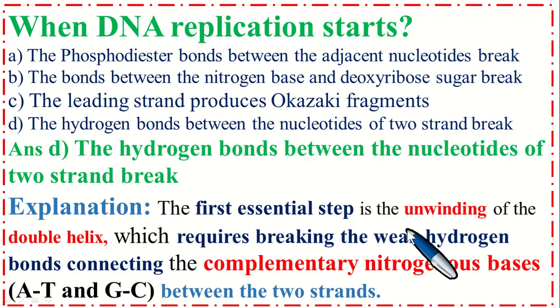The first essential step is the unwinding of the double helix, which requires breaking the weak hydrogen bonds connecting the complementary nitrogenous bases, AT and GC, between the two strands.